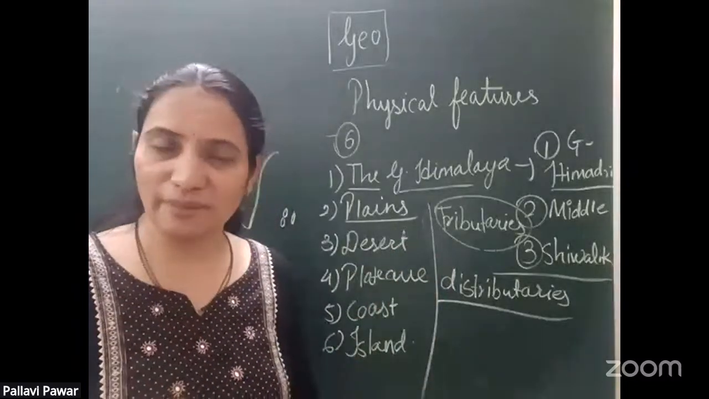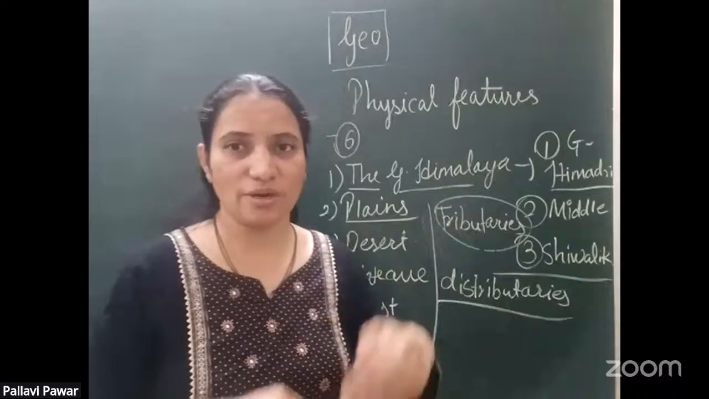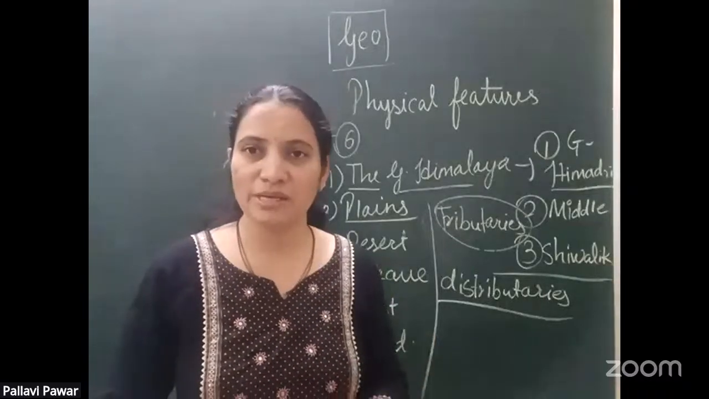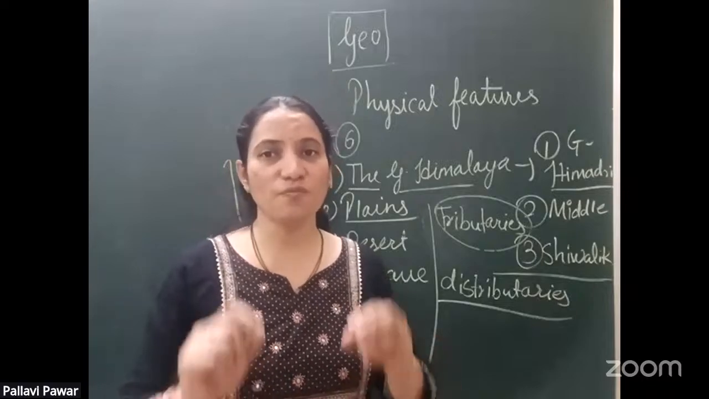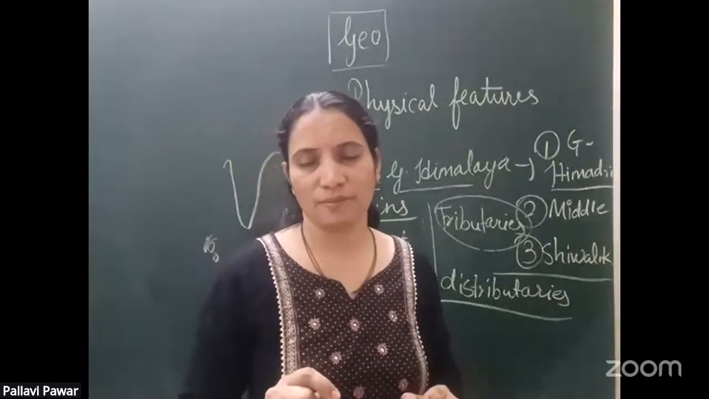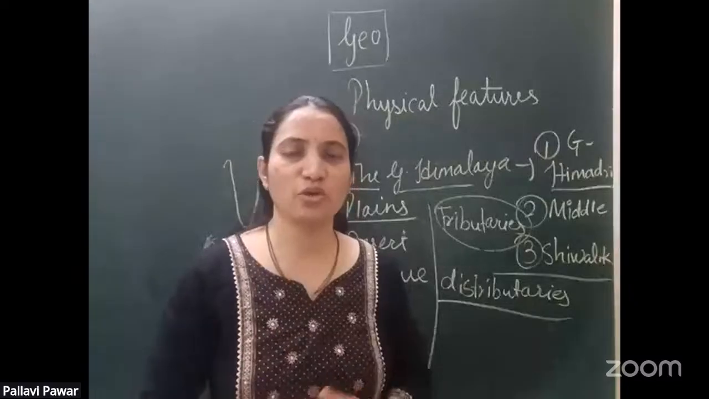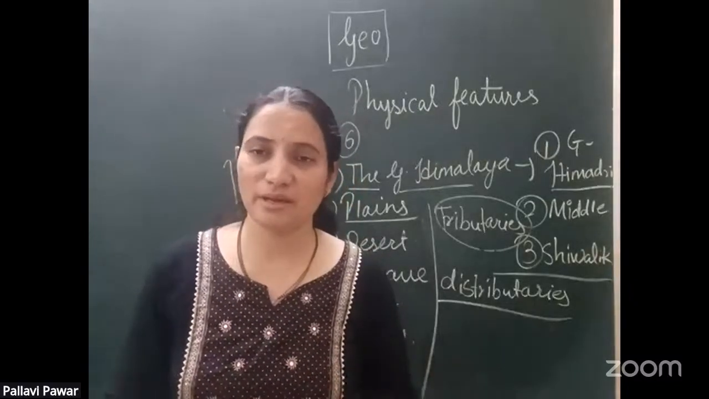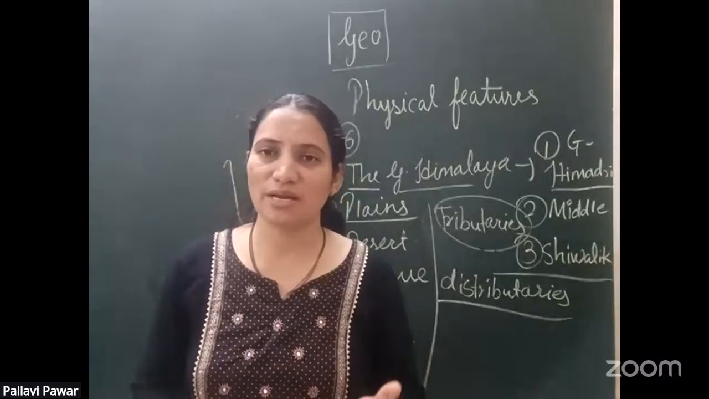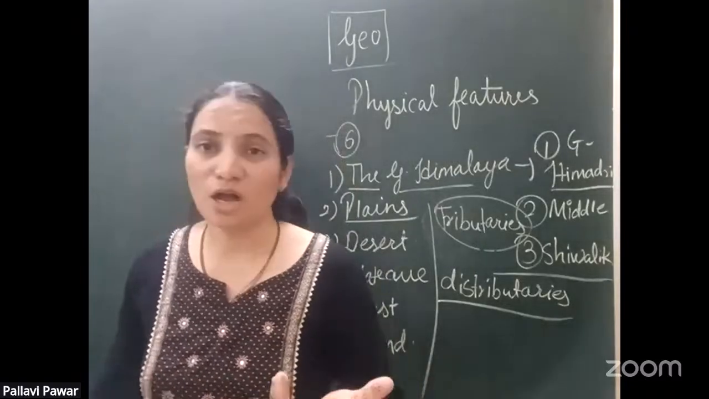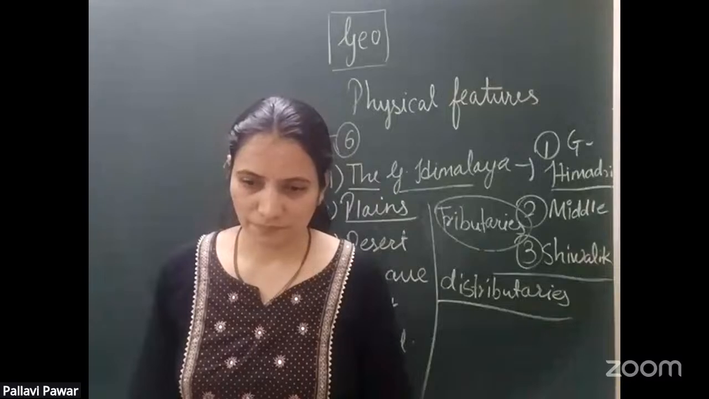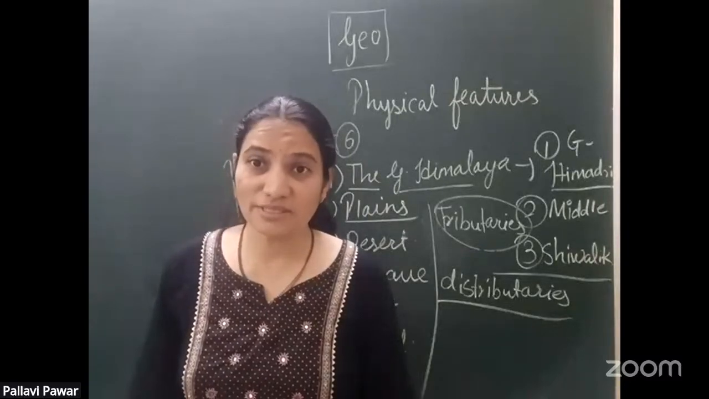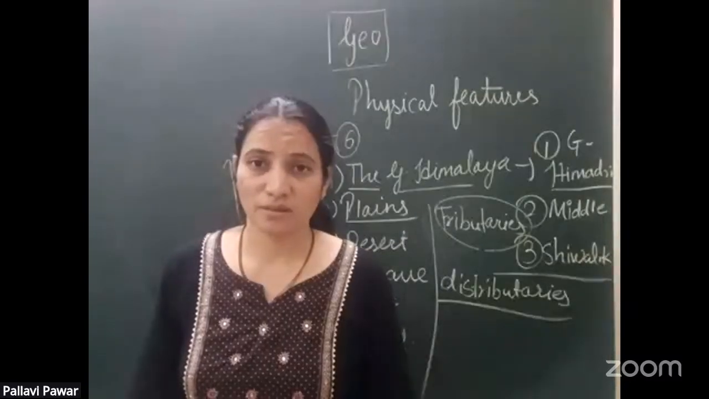But in the southern part of India, in the peninsular region, one river is also called the Ganga of Peninsula. Godavari. Why is it called the Ganga of peninsula? It's the longest river in the peninsula.